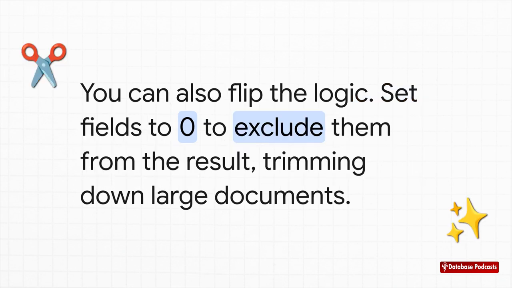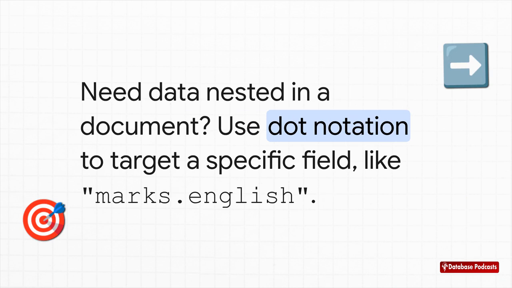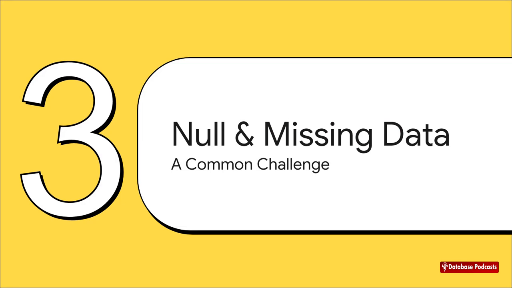You can also totally flip this logic on its head. Instead of listing what you want, you can list what you don't want by setting fields to 0. This basically tells MongoDB, give me everything except for these specific fields. This is a fantastic way to trim down really big documents without having to list out dozens of fields you want to keep. But what happens if the data you want is nested inside another field? No problem at all. Dot notation is going to be your best friend here. You can use it to pinpoint a specific field inside an embedded document. Like here, we're asking for just the English marks without having to pull back that entire marks object. Super useful.